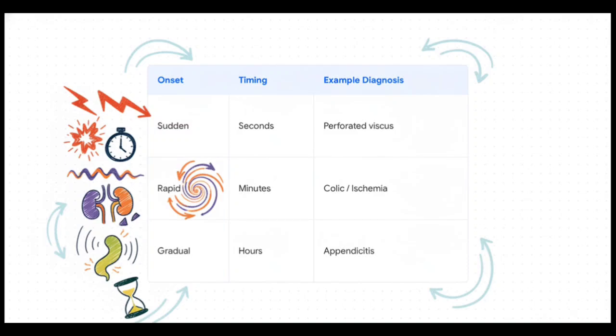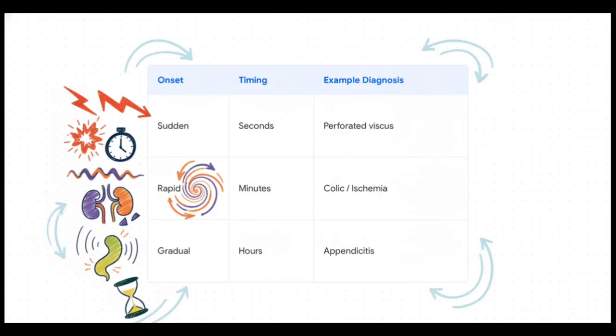A sudden, seconds-long onset points to a total catastrophe, like a perforated viscus, a ruptured aneurysm, or acute mesenteric occlusion. Now, rapid acceleration over minutes suggests colic syndromes. Think biliary or ureter stones or ischemia. But a gradual onset, building over hours, points you toward an inflammatory process, like appendicitis or cholecystitis.